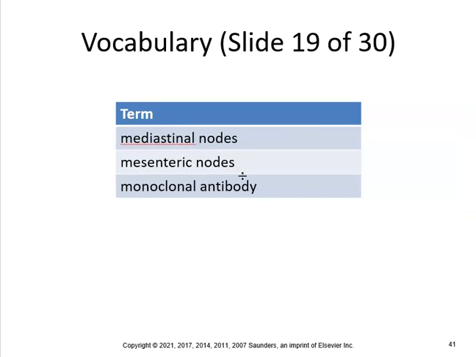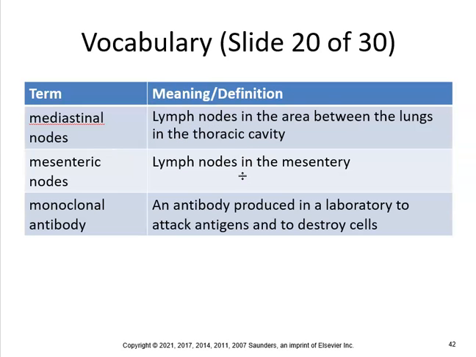What about mediastinal nodes, mesenteric nodes, monoclonal antibody? A mediastinal node is a lymph node in the area between the lungs and thoracic cavity. A mesenteric node is a lymph node in the mesentery. A monoclonal antibody is an antibody produced in the lab to attack antigens and to destroy cells. So make sure you know what that is.